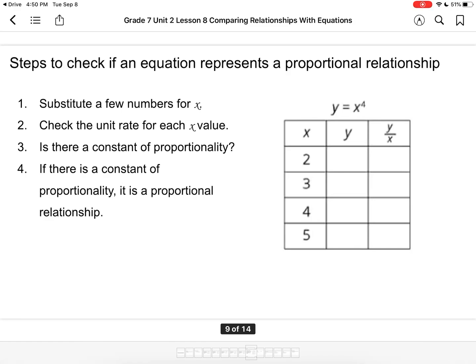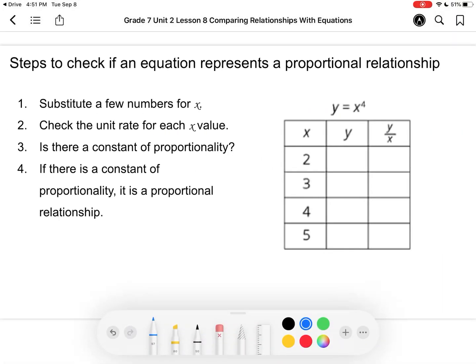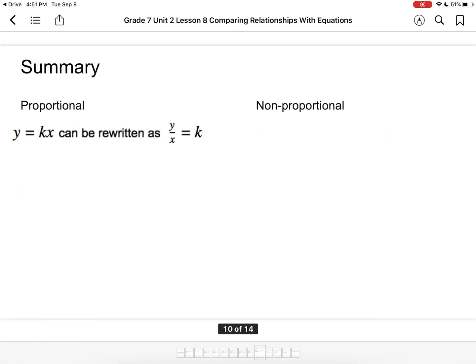And there's one more example here, x to the power of 4. So 2 to the power of 4: 2 times 2 is 4, 2 times 4 is 8, 2 times 8 is 16. So 16 divided by 2 is 8. Then 3 to the power of 4: 3 times 3 is 9, 3 times 9 is 27, 3 times 27 is 81. And then y over x, 81 over 3 is 27. And these two here are not equivalent ratios. There's no constant of proportionality, and it is not a proportional relationship.